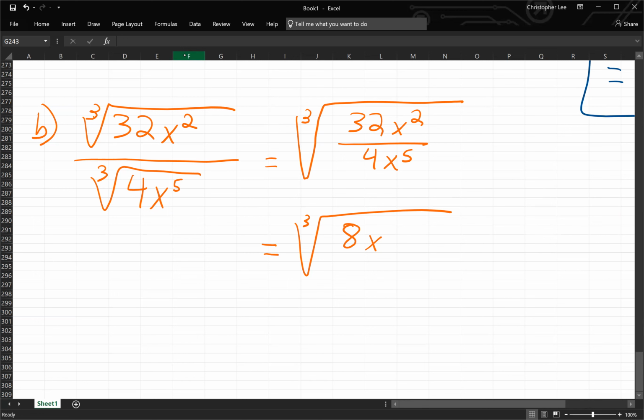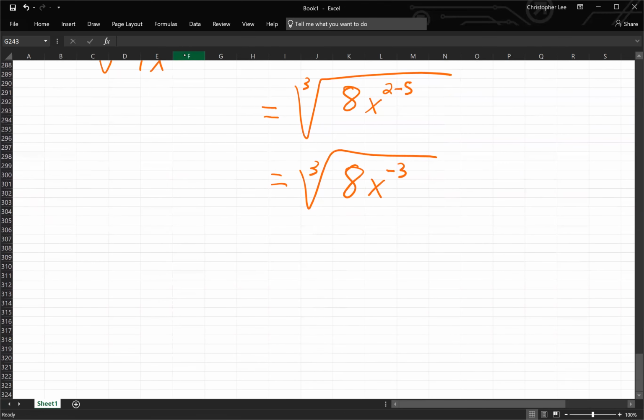To the 5th power. Say it again. Yeah, right. Subtract the powers, right? Exactly. All right. So this becomes the cube root of 8x to the -3 power. Right?